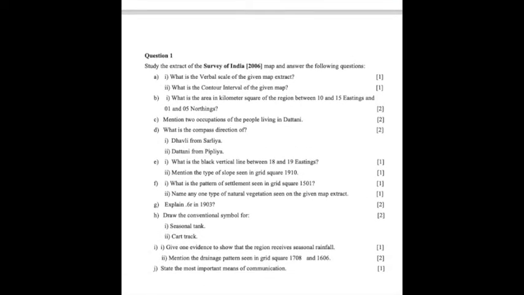Then, mention the type of slope seen in Grid Square 1910. I'm not too sure about this, but I think it's a steep slope because the contours lie close together. But there is also a gentle slope in the same box. Yeah, there is both, that's why I got confused. Doesn't it have to be something like a convex or concave slope? No, but if you see the entire adjacent area, it's more of a steep slope.